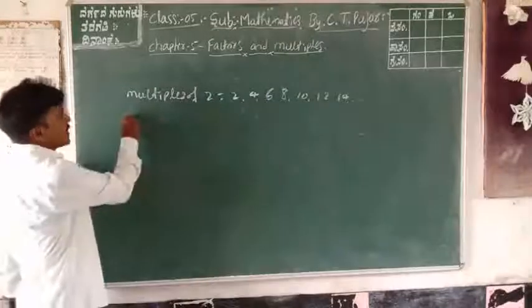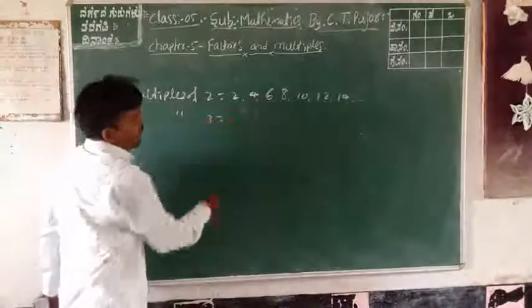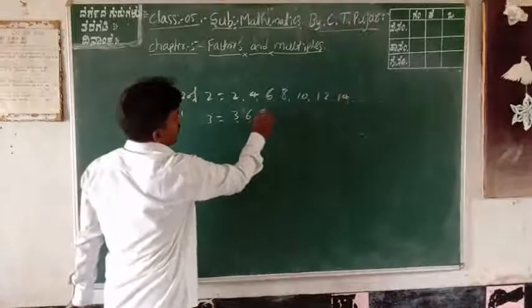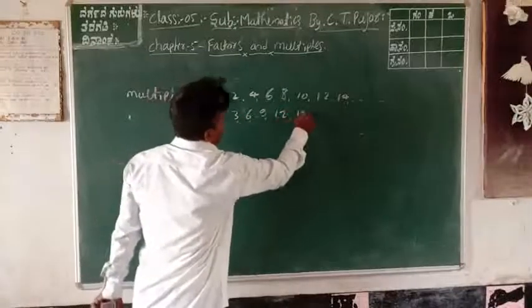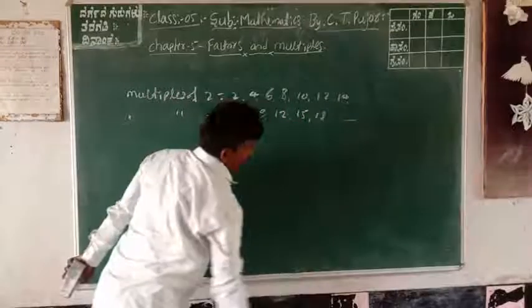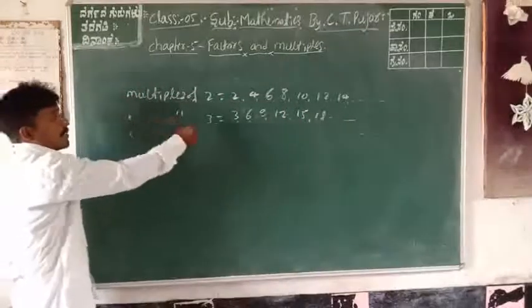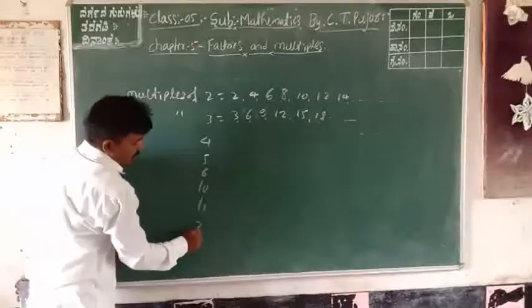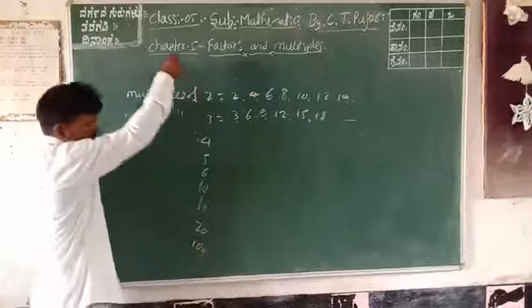Next, multiples of 3. Again the same, the 3 tables. 3 1s are 3, 3 2s are 6, 3 3s are 9, 3 4s are 12, 3 5s are 15, 3 6s are 18, and so on. Again, you can take any multiples of 4, 5, 6, 10, 11, 20 or 100. Here it is the same.